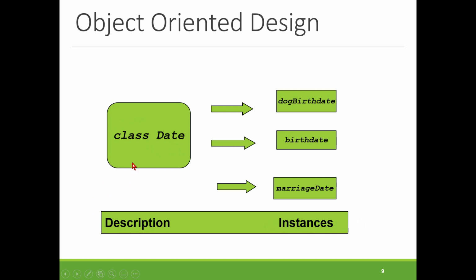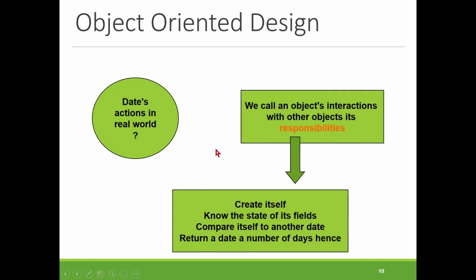And so here again, the class date is the description, the blueprint, and the objects are instances of that date class. So what actions would date have in the real world? We call an object's interactions with other objects its responsibilities. This includes being able to create itself. We need a way to create dates. Know the state of the fields. Know what information is in the class.